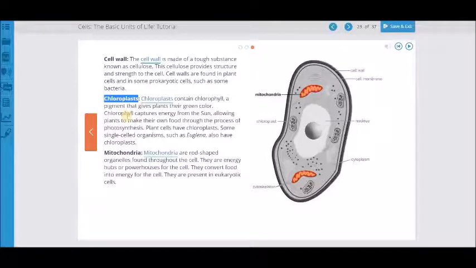Now, if the chloroplasts are like solar panels, the mitochondria are kind of like generators. The chloroplasts will create sugar, and the mitochondria will then take that sugar and burn it to release energy. And that's a whole other process we're going to be talking about later on.